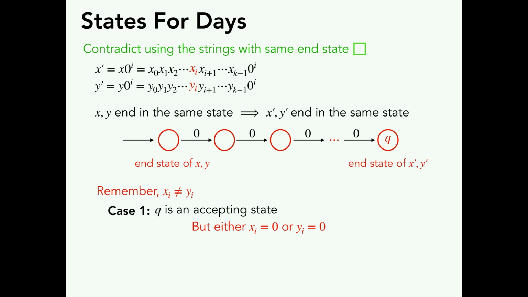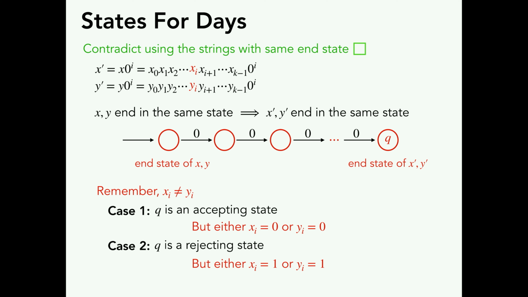We essentially do the same argument in the second case, where q is a rejecting state. So in this case, we again note that either xi equals 1 or yi equals 1. So without loss of generality, suppose xi was equal to 1 in this case. Since q is a rejecting state, we look at the kth character from the right of x prime. In a rejecting state, this character should be a 0, but by our without loss of generality assumption, it's a 1, so this is a contradiction.